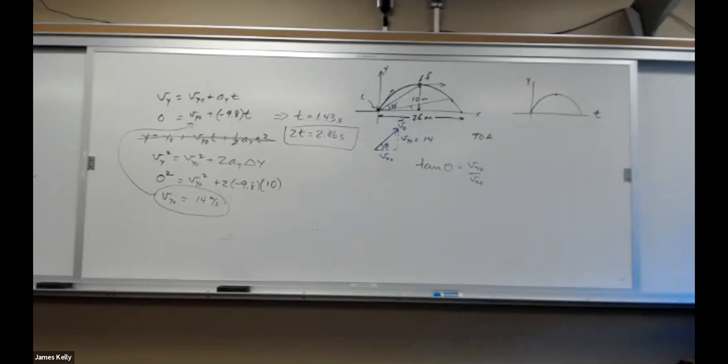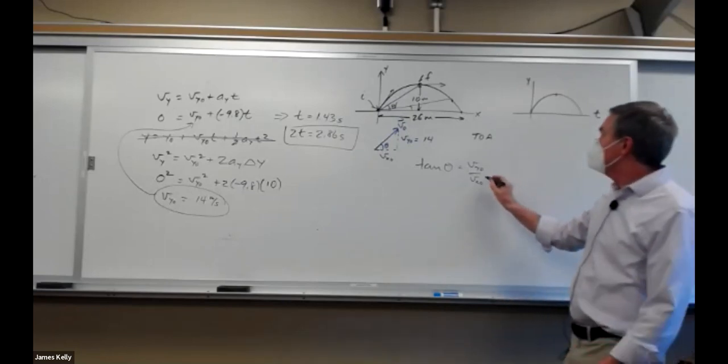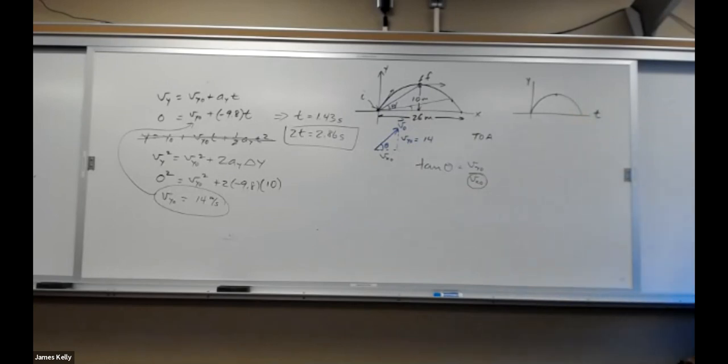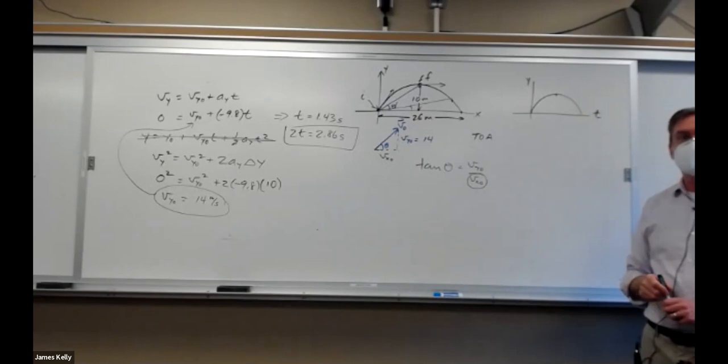Okay, thanks. So my goal here is just to find the initial X velocity. And notice there's something I haven't used yet. That 26 meters, right? How might I use the 26 meters to get the Vx0?